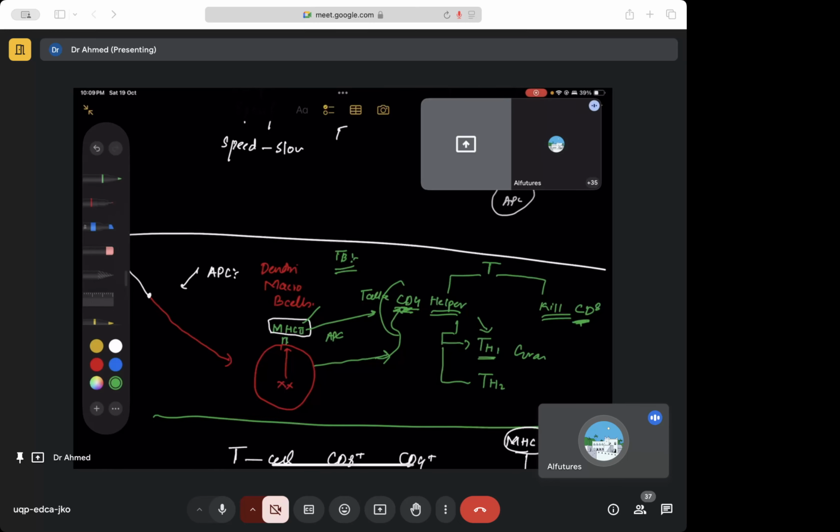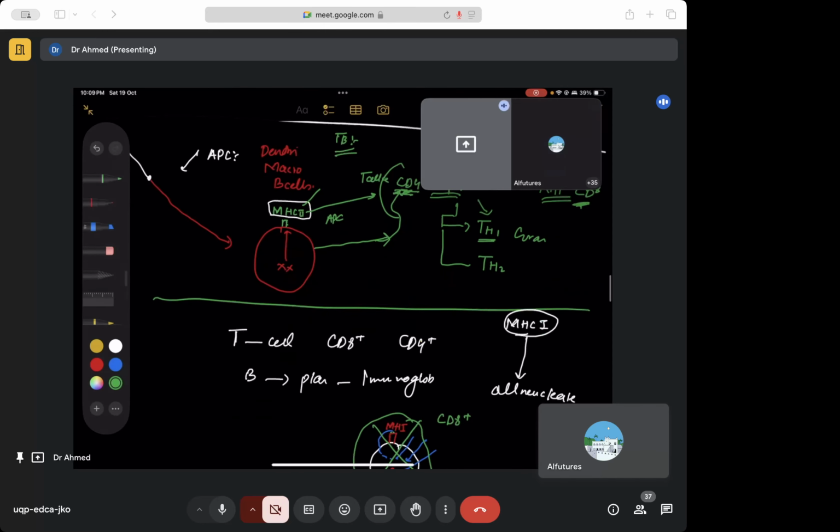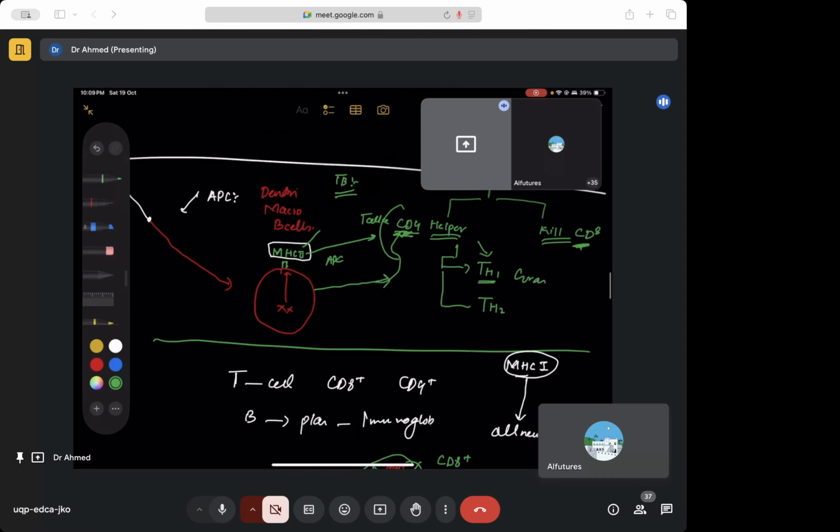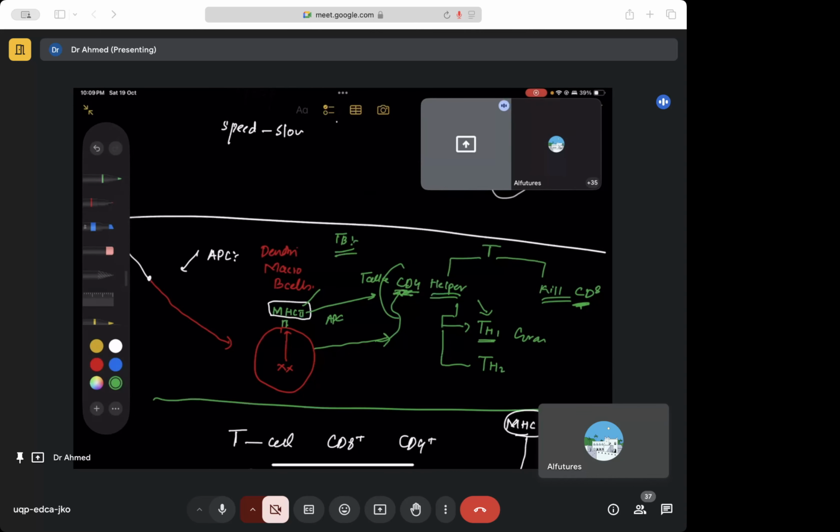Then what happens? CD4 will come in contact with MHC class 2. For example, if I have an extracellular organism, would it be a TH1 response or TH2 response? TH2 response, which is going to drive IgG production, a B cell response. Perfect. Extracellular is TH2, intracellular is TH1, right? Yes.